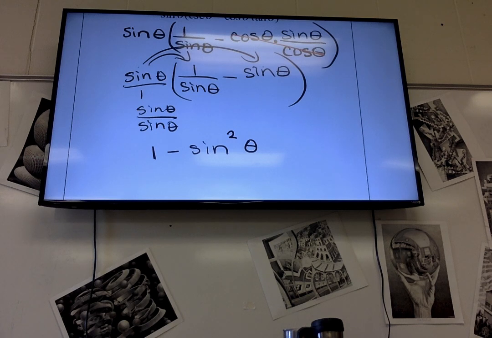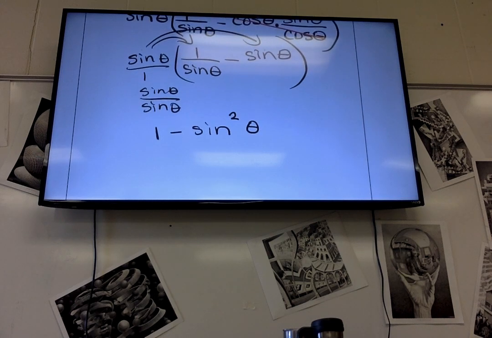Now, if we look at, I think it's number 5 on another page, 1 minus sine squared is equal to something. Cosine squared. So that's in simplest form.